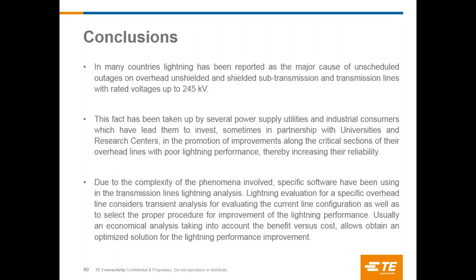Due to the complexity of the phenomena involved, specific software has been used in transmission line lightning analysis. Lightning evaluation for a specific overhead line considers transient analysis for evaluating the current line configuration as well as to select the proper procedure for improvement of the lightning performance. Usually, an economic analysis taking into account the benefit versus cost allows us to obtain an optimized solution for the lightning performance improvement.